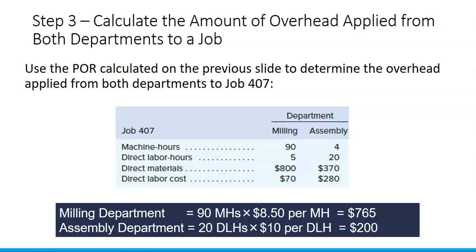The milling department overhead is assigned by machine hours. So we see that we had 90 machine hours in the milling department, and our overhead rate from step 2 was $8.50 per machine hour. So the milling department is going to add $765 of overhead. The assembly department is assigned by direct labor hours. They had 20 direct labor hours at their overhead rate of $10 per direct labor hour. So the assembly department is going to add $200 in overhead.